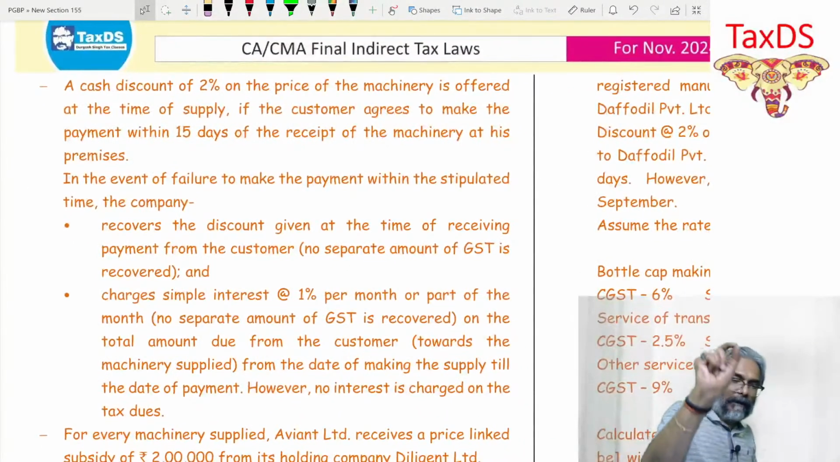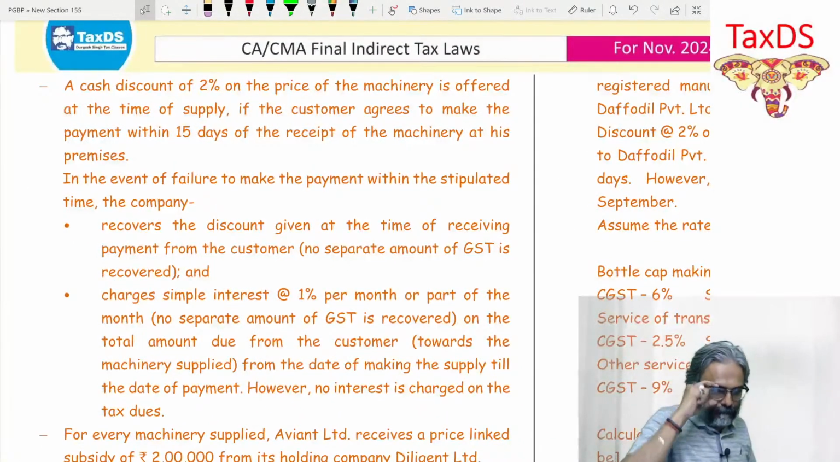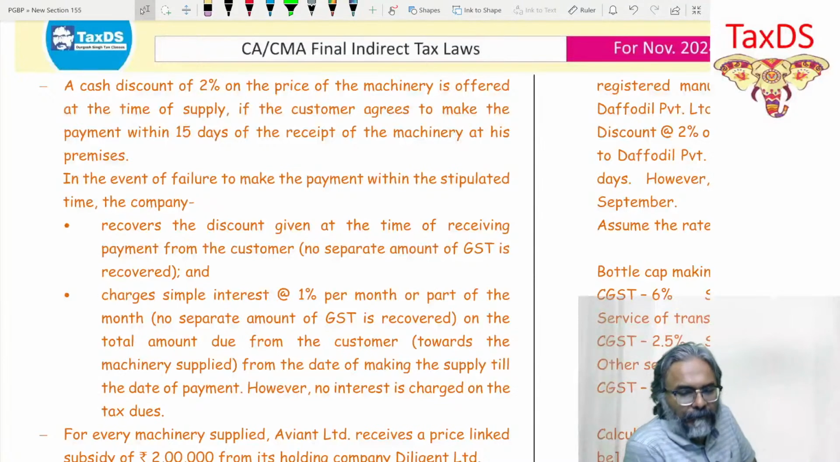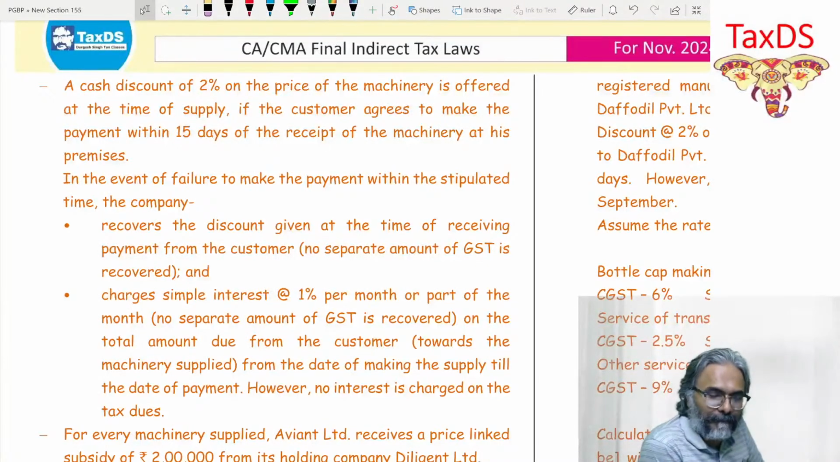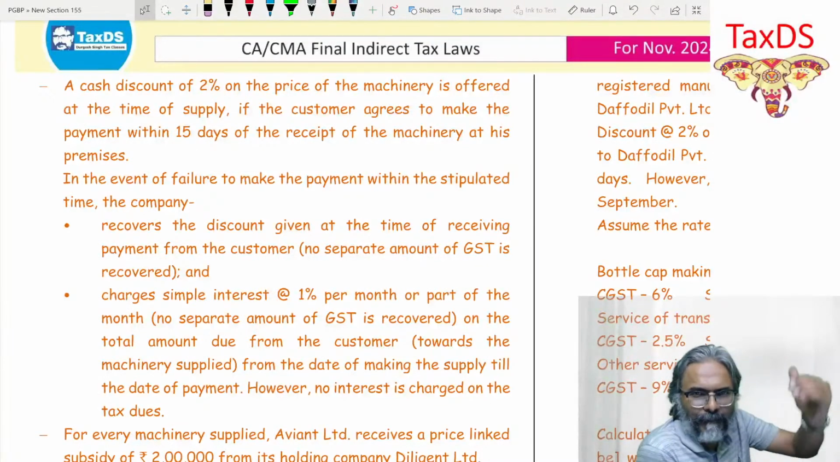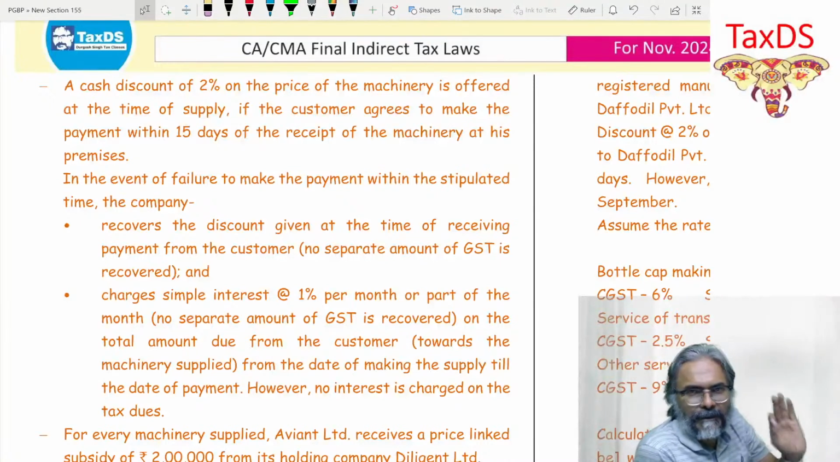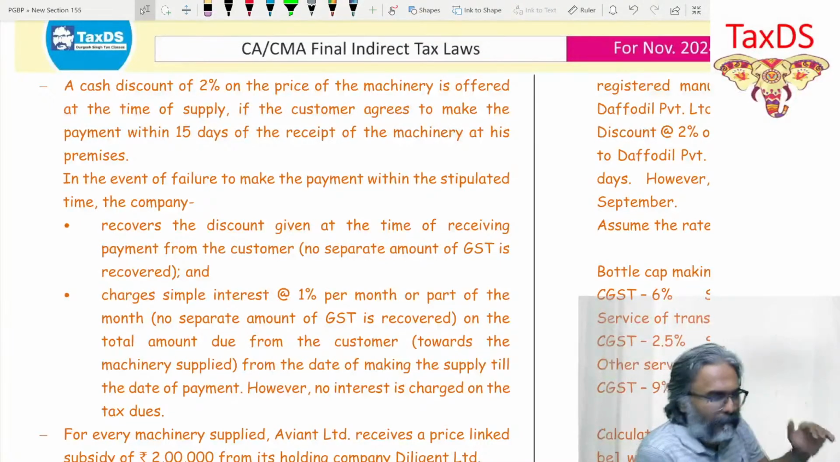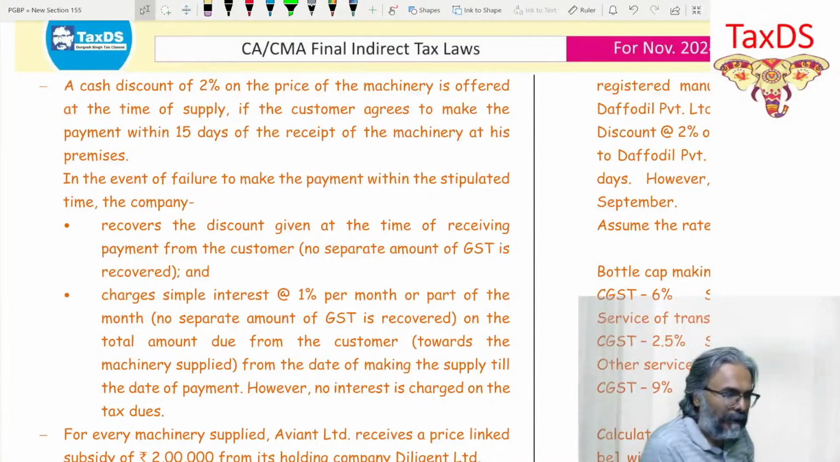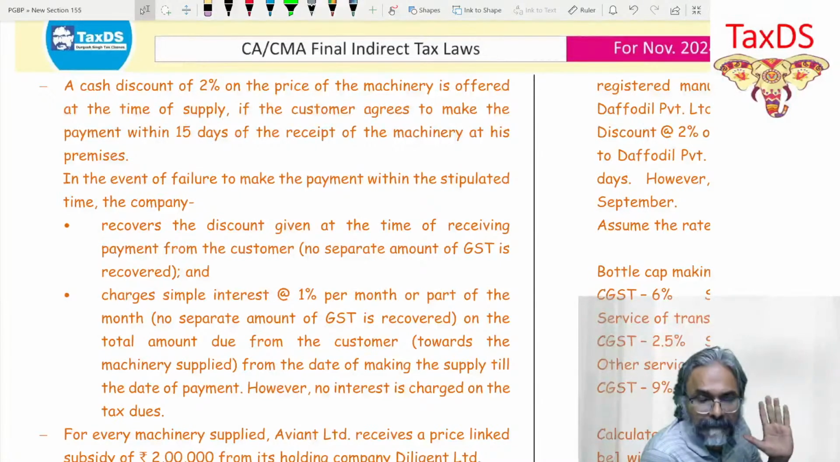A cash discount of 2% on the price of the machinery is offered at the time of supply. At the time of supply, students, if 2% is offered, it is a pre-supply discount, 15(3)(a), to be reduced, if the customer agrees to make the payment within 15 days of the receipt of the machinery at his premises.